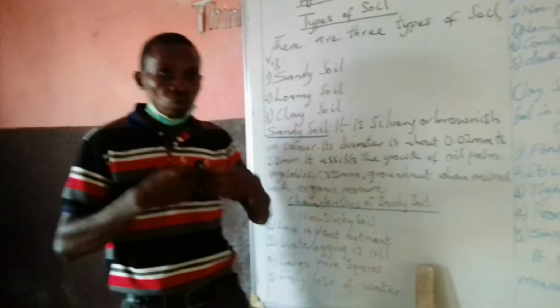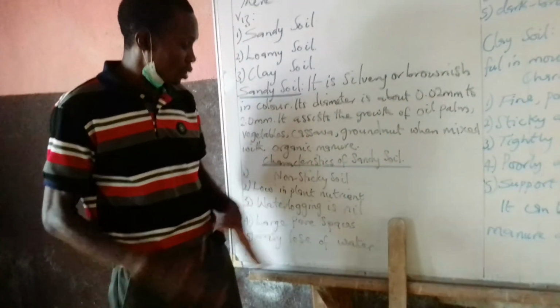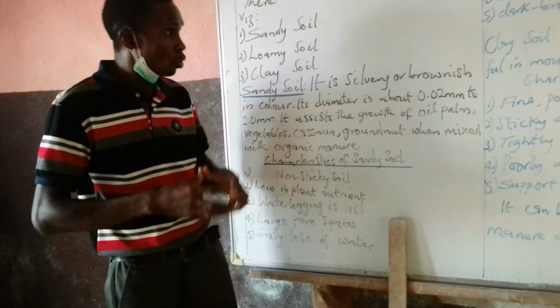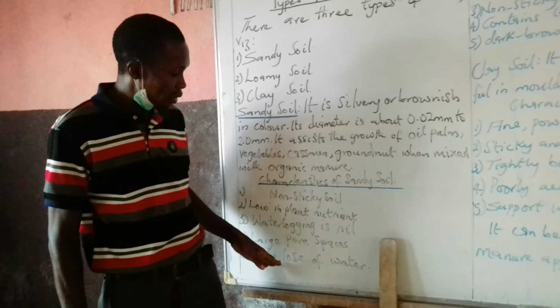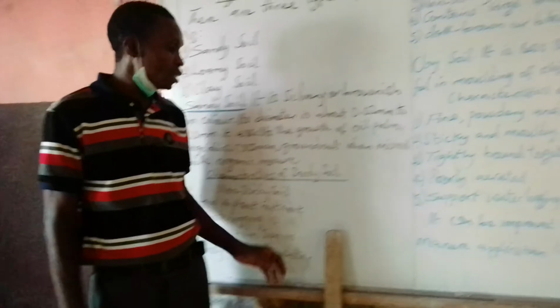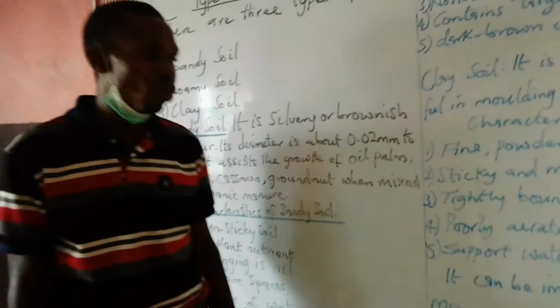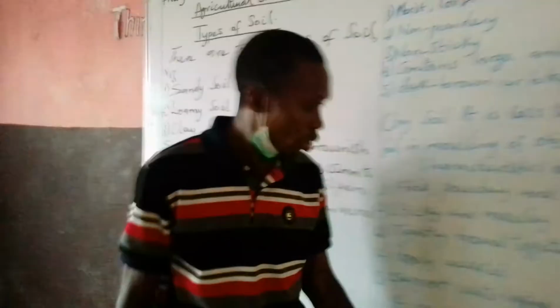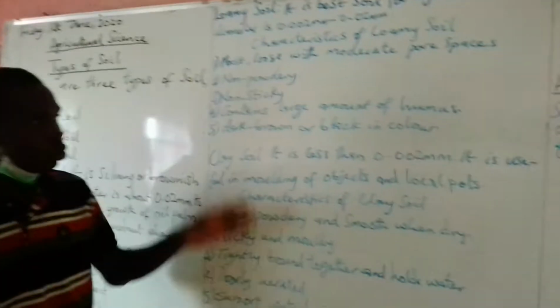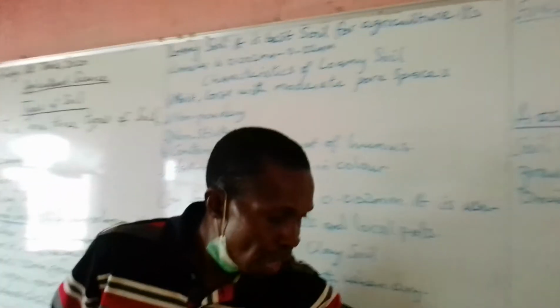Why? Because water drains off quickly. Then you have large pore spaces which make water drain off quickly. Then there's easy loss of water. So all this tells you that sandy soil is not actually the best soil for growing your crops, except when improved with organic manure. Now, looking at this, we have samples of three types of soil here.